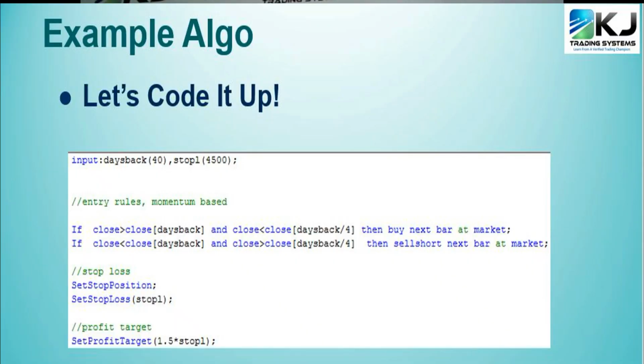So we code it up. This is what it looks like in TradeStation. EasyLanguage is what they call it. And it's pretty easy. You could pretty much read this. If the close is greater than the close of days back, which is a number, and the close is less than the close of days back divided by 4, which is a shorter term momentum, then you buy. The opposite happens, sell short. You put a stop loss and a profit target there, and that's it. And you might say, wow, that's too simple. You can't make an algo that simple.